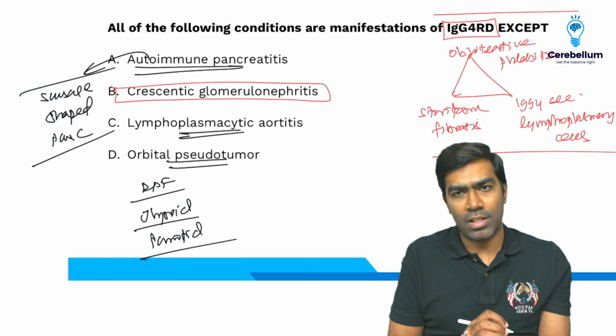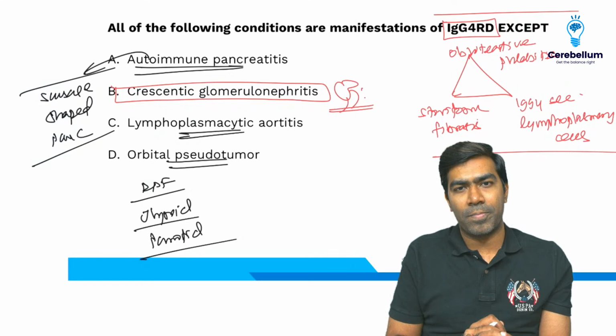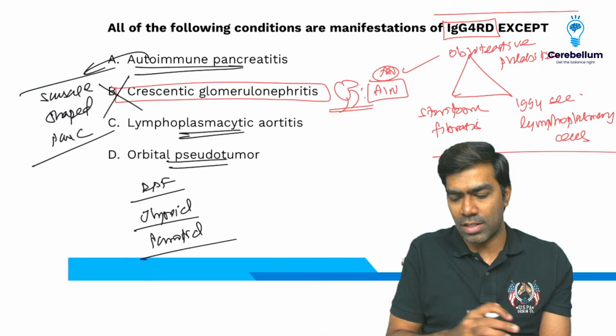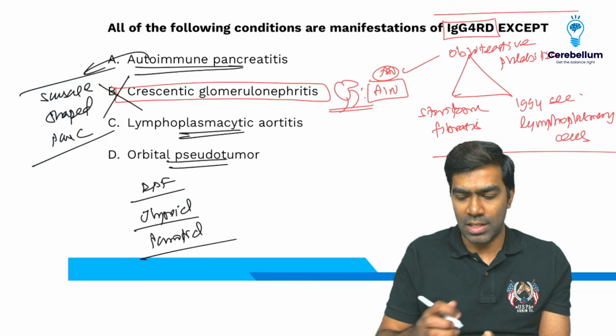Rather, what is the kidney manifestation of IgG4 related disease? Acute interstitial nephritis. This is the kidney manifestation of IgG4 related disease, not crescentic glomerulonephritis. It's not going to produce RPGN or crescentic glomerulonephritis. Rather, they produce acute interstitial nephritis.